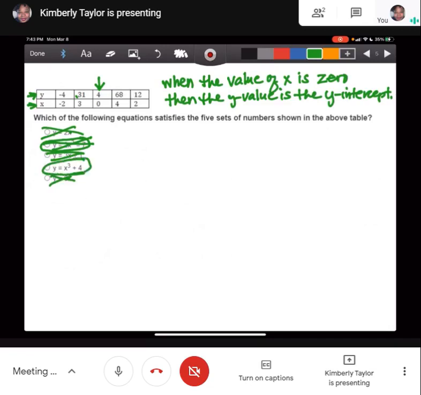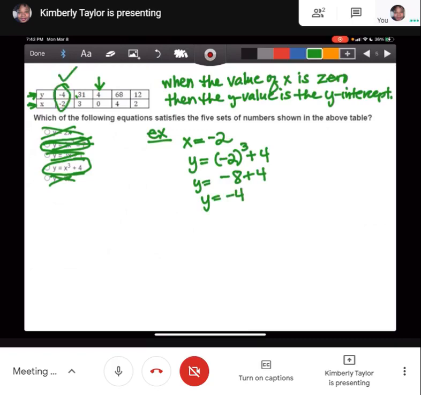But if you were to test out these points, all of them, if you plug the x value into your equation, you would get the y value. So as an example, when x is equal to -2, it's going to be y equals -2 cubed plus 4. That's going to get me -8 plus 4, which equals -4. And that's what we have here. So check, that works. Let's try another one.